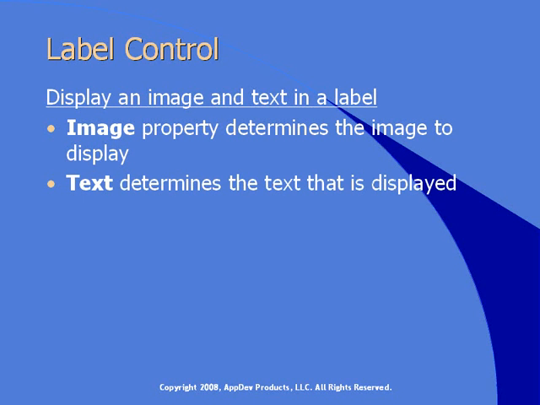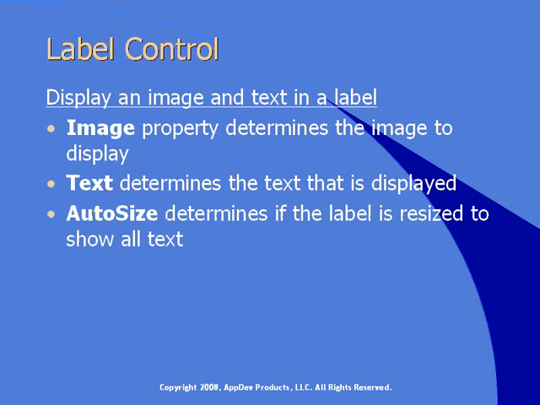You might want to display an image and text at the same time in a label. You can do this by using the image property to specify the image that you want to display, and then also using the text property to specify the text you want displayed. And then again using the auto size property to have the label resized to show both the image and the text.